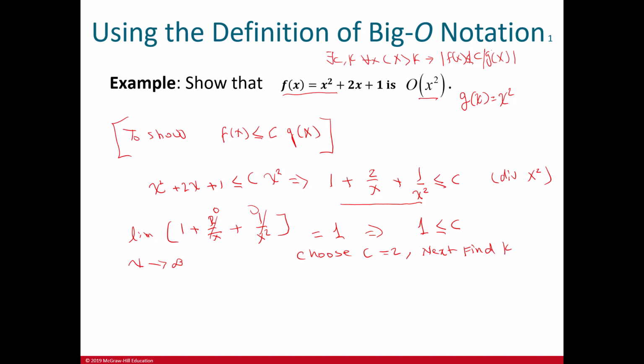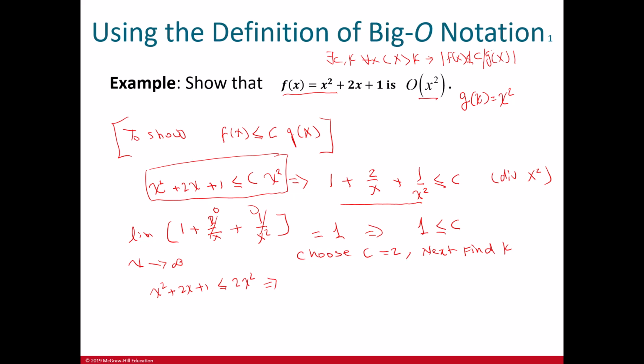How am I going to find the k? We're going to do it this way. We go back to this equation here, but now I have c, and c is equal to 2. So we have x to the 2 plus 2x plus 1 less than or equal to 2 times x to the 2. From this it follows, I'm going to use an arrow to mean it follows, I can just add negative 2x squared to both sides.